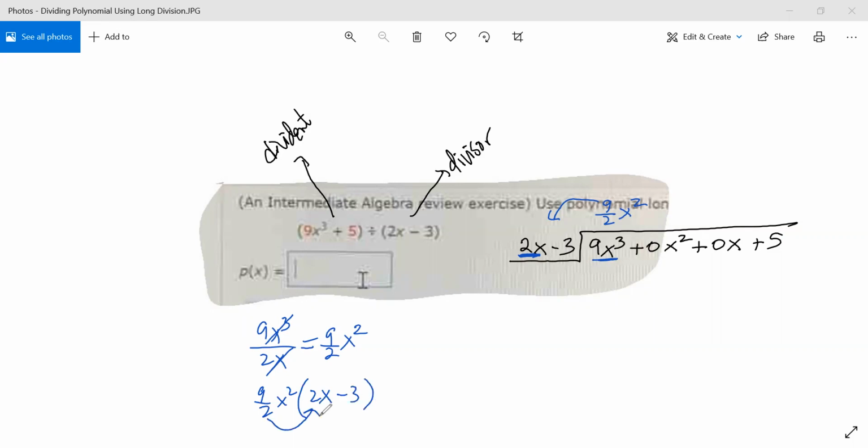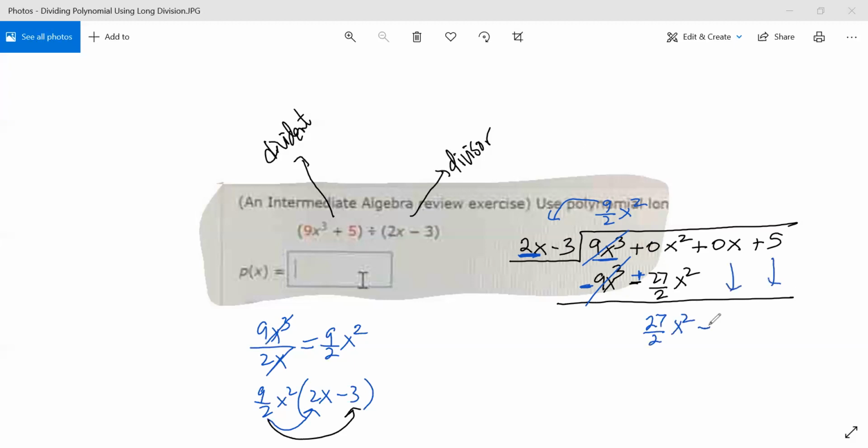When I multiply this, I will get exactly 9x cubed right under 9x cubed. When I multiply this one, that's going to be 9 times 3, so negative 27 over 2 x squared. And then I'm changing the sign in the next step. So this will turn into minus, this will turn into plus. When you combine, these two cancel. And then combine 0 with 27 over 2. So you have 27 over 2 x squared. And just bring the other two terms down. So 0x plus 5 is down.